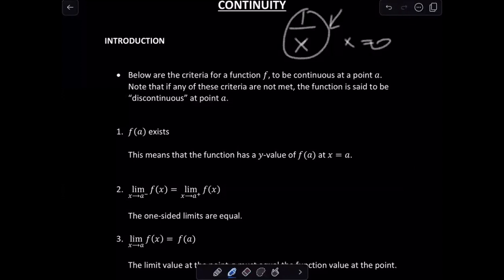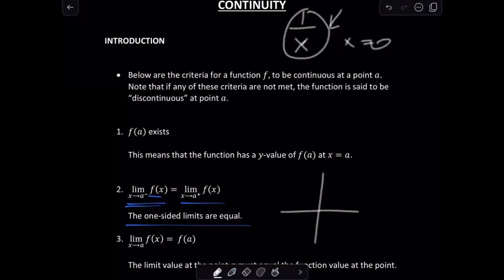Let's look at condition 2, and this is really, really simple. The limit as x approaches a from the left-hand side. Notice the little negative sign in the exponent position. Okay, so just to recap, that means the limit as x approaches a from the left-hand side of the function f of x, and that must be equal to the limit as x approaches a from the right-hand side of f of x. Condition 2 is basically saying that the two one-sided limits must be equal to each other.